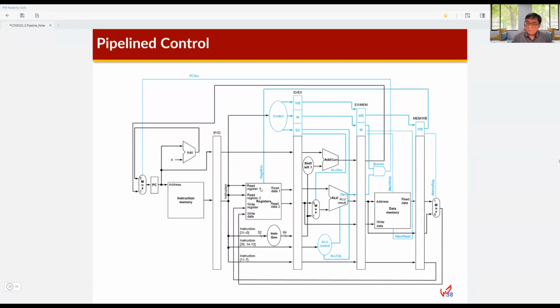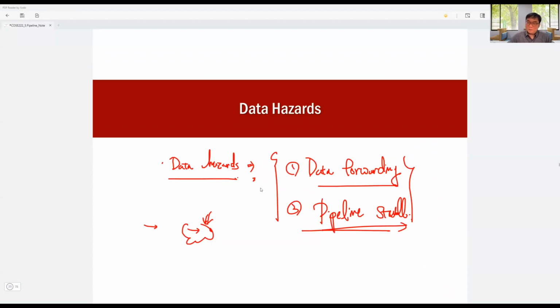Actually, I believe implementing the basic pipeline architecture is relatively simple. But if we consider exceptional cases such as data hazards or control hazards, then controlling these hazards may be somewhat complex. It's not as simple as the basic pipeline design. So please focus on today's class.